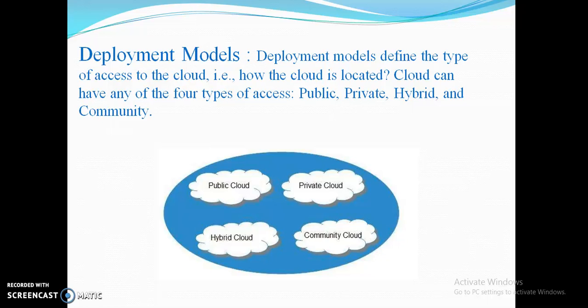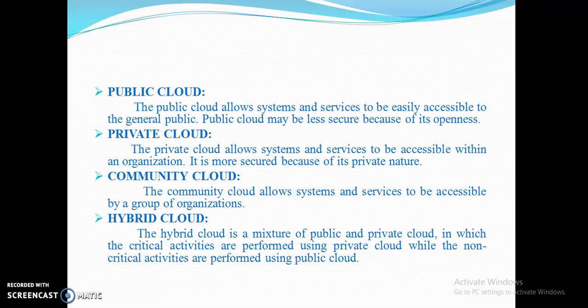Let us see the deployment models. Deployment models define the type of access to the cloud, that is, how the cloud is located. Cloud can have any of four types of access: public, private, hybrid and community. The diagram shows the types of deployment models: public, private, community and hybrid.